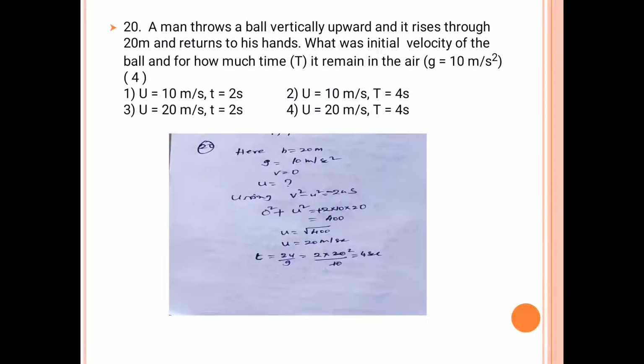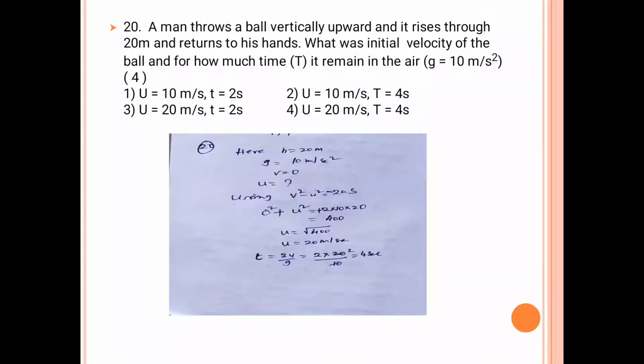We have to find out the initial velocity using v square minus u square is equal to 2as, that is minus 2as. Then you will get minus u square is equal to minus 2 into 10 into 20. That means minus minus cancels. U square is equal to 400. U is equal to 20 meters per second.